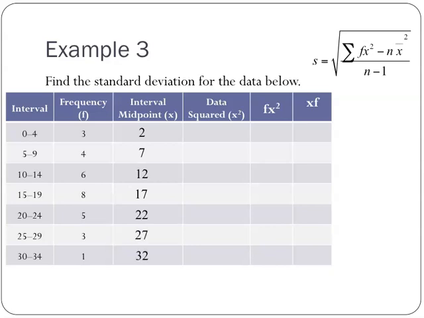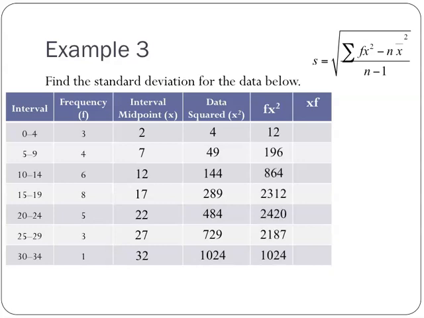All right, now we're going to take each of our data points, which we are just using the midpoint to do that, and square it. So 2 squared is 4, 7 squared 49, 12 squared 144, and we do that for each midpoint. In the next column, we are going to multiply each of those squared values times the frequency. So 3 times 4, that's 12, 4 times 49, 196, and we continue doing that all the way down. Now we know we need to have the sum of all the f times x squared, so I'm going to sum them all up here.